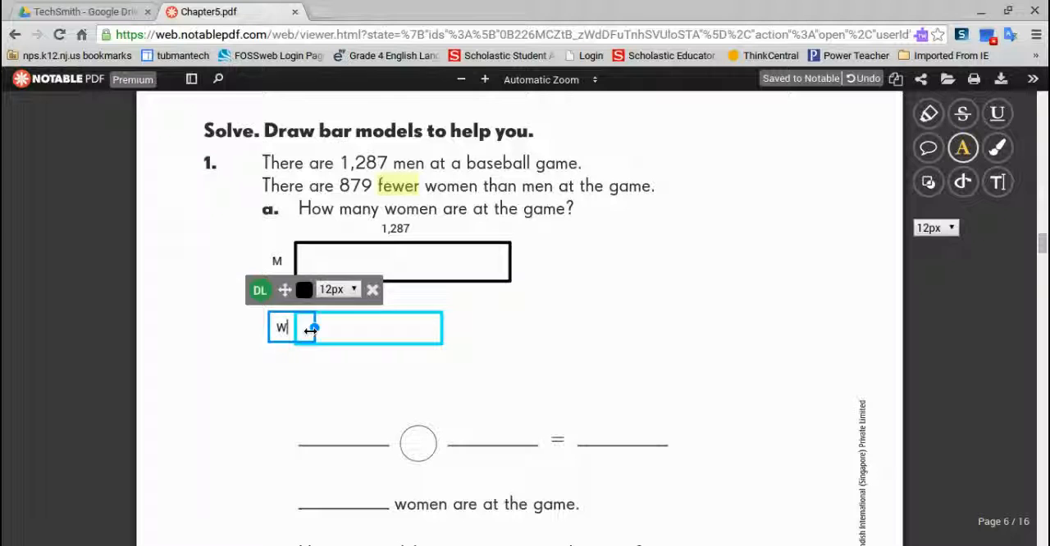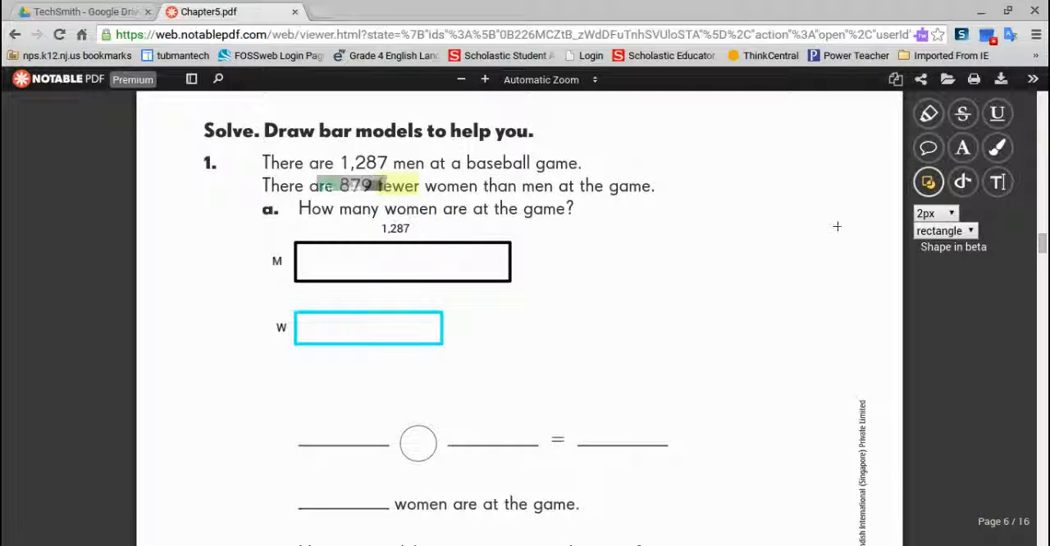Alright. So here's my bar model for my women. Let's make that a little bit bigger. Oops. Alright. And now I have to put my number in. So it says there are 879 fewer women. So that means I don't really know how many women I have. I do know I have 879 fewer women.